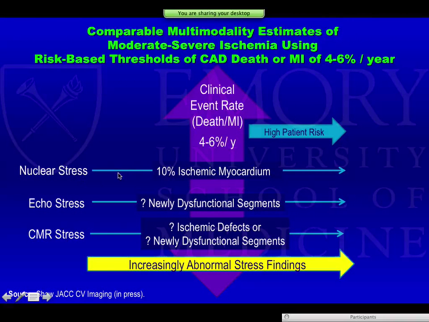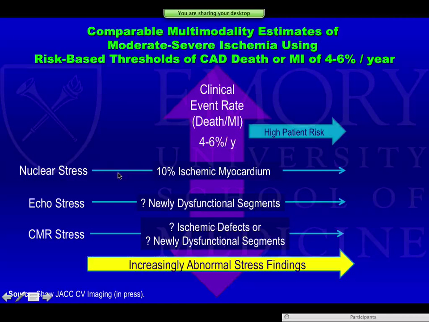We started off with nuclear stress because, obviously, as past president of ASNC, that was what I was most familiar with. It's also the area where there's a substantial body of evidence. We used it in COURAGE, we used it in BARI 2D. A lot of the investigators were very comfortable with this.